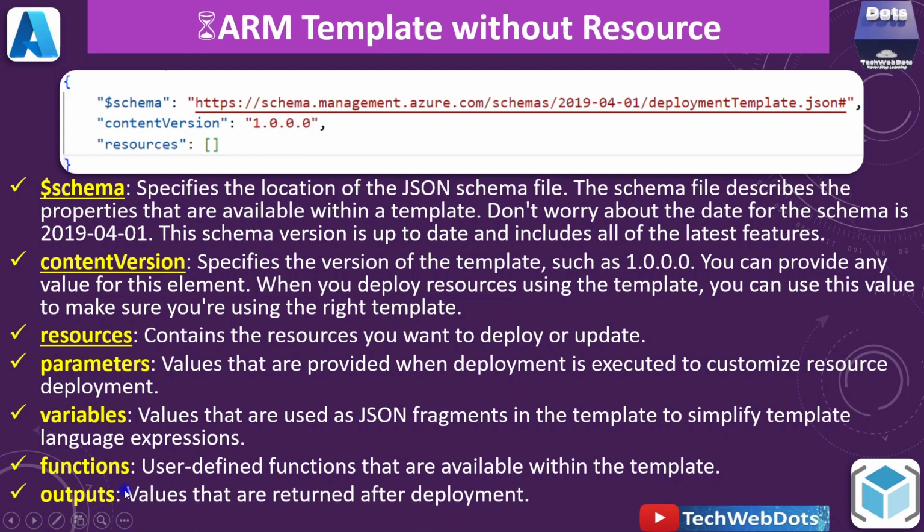And the last one is output. It is the value that is returned after the deployment. For example, you deploy the Azure Function app, so in return you can get the name of the app, so that you can further add the Azure Functions in that app.